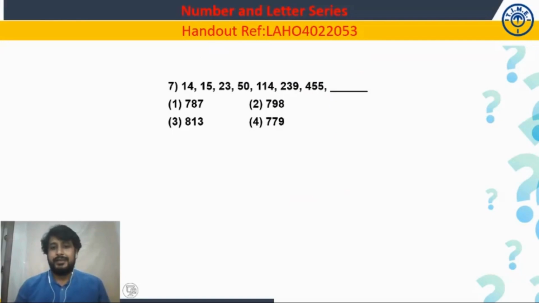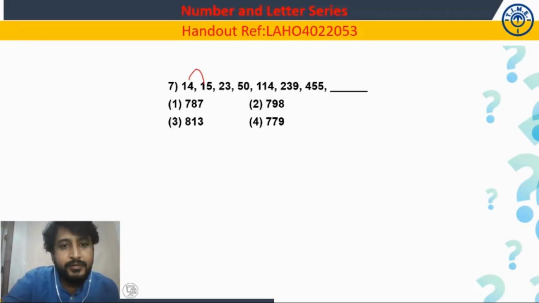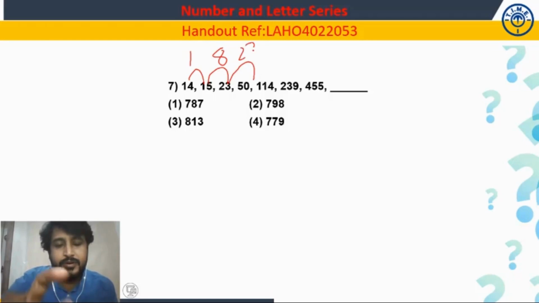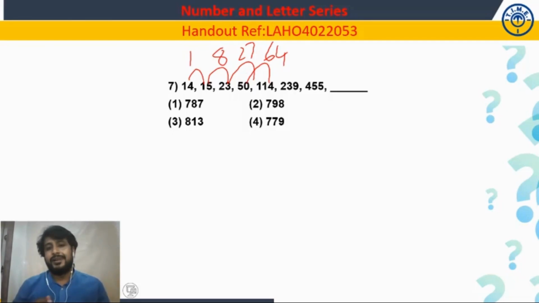What are the given numbers? 14, 15, 23, 50, 114, 239, 455. Now look at the numbers. 14 and 15, how much is the difference? 1. 15, 23, how much is the difference? 8. 23, 50, how much is the difference? 27. 1, 8, 27. 50 and 114, how much is the difference? 64. What are these numbers?